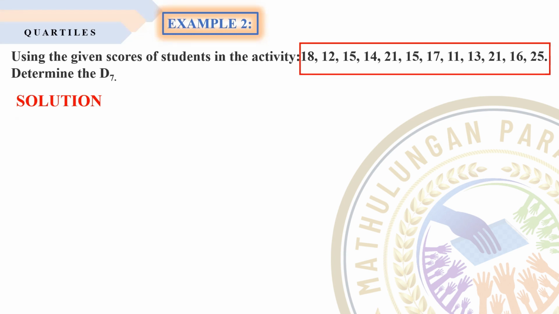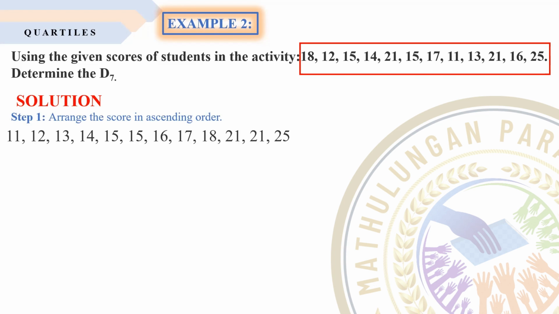So the first step is to arrange the scores in ascending order. So katulad ng sinabi natin kanina, aayusin natin from least to greatest value. And after nating maayos, ito na yung ating naging resulta. We have the 11, 12, 13, 14, 15, 15, 16, 17, 18, 21, 21, and 25.